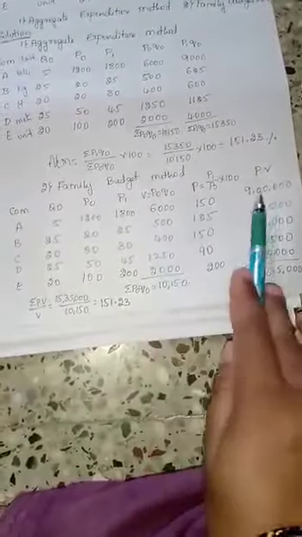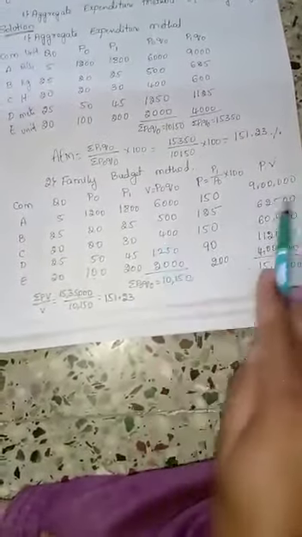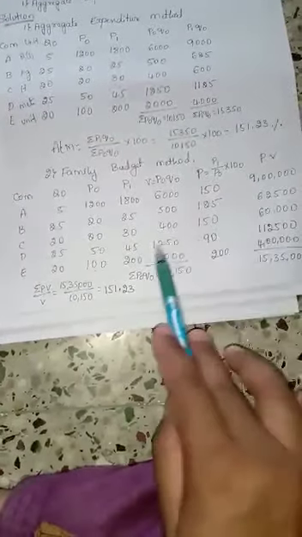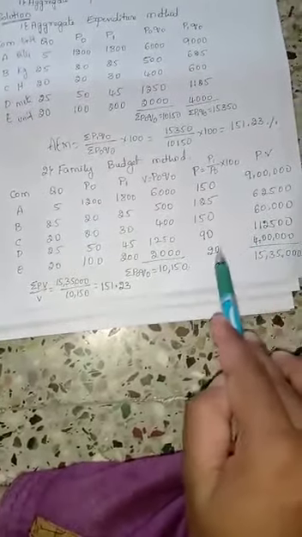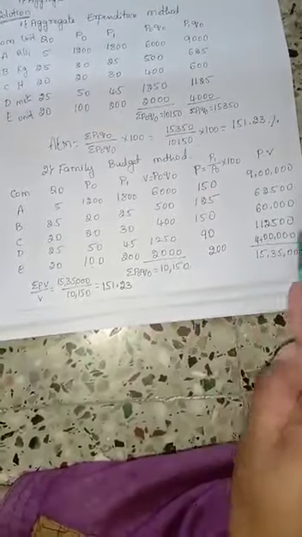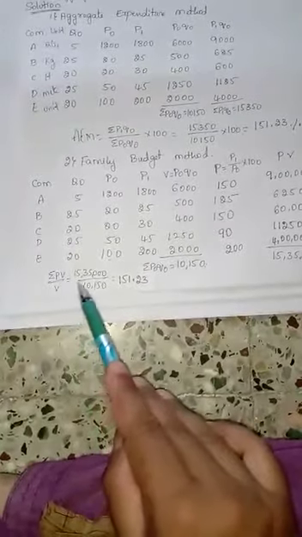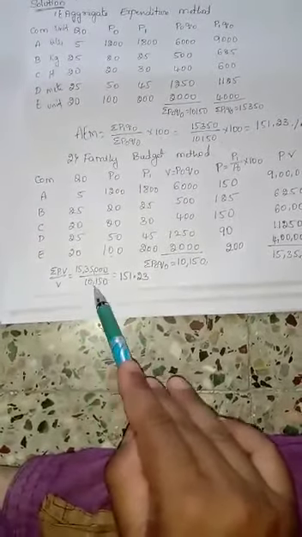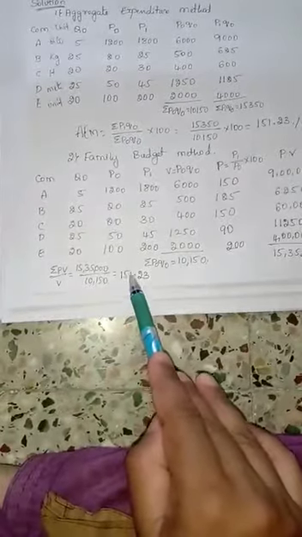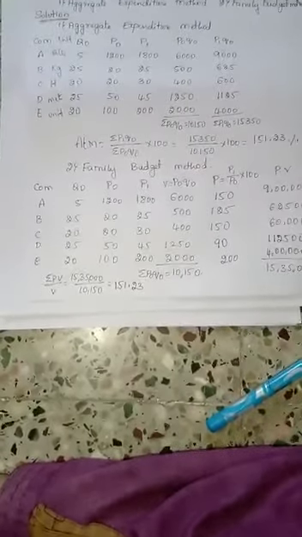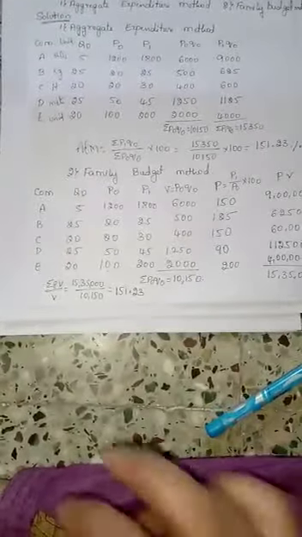150 into 6000, 9 lakh. 125 into 500, 62,500. 150 into 400, 60,000. 90 into 1,250, 1,12,500. 200 into 2,000, 4 lakh. The total of PV is 15,35,000. Apply the formula, summation of PV divided by summation of V. 15,35,000 divided by 10,150, the value is 151.23%. In this way, we have to calculate the aggregate expenditure method, the family budget method, and the consumer price index method.